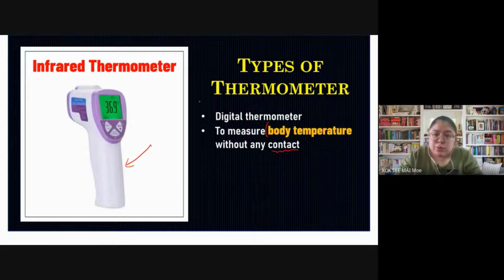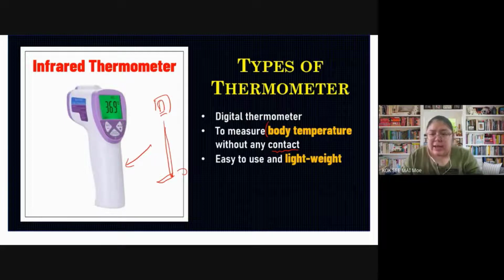Sometimes at schools, wherever you go, they have a standing one. The camera stand, you just get closer to the sensor, then they can detect. So that means this one we call infrared thermometer without any connection. Another thing, it is easy to use because it is light. You see this part, very small only, and also lighter. When you just hold it, get closer, then you measure.